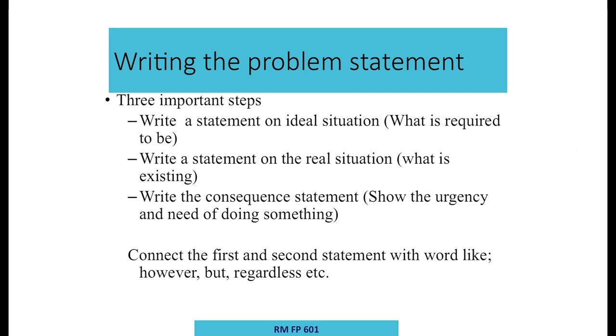Here, you are trying to respond to the question of what is required to be. For instance, in the example I gave about shortage of medical supplies in a rural health center, the ideal situation is that the supplies should be in the health center. The second statement should be the statement on the real situation. In this case, you want to understand what is the existing situation. You explain what is happening. Taking the previous example on shortage of supplies at rural health centers, the existing situation is the shortage of supplies in the rural health centers.